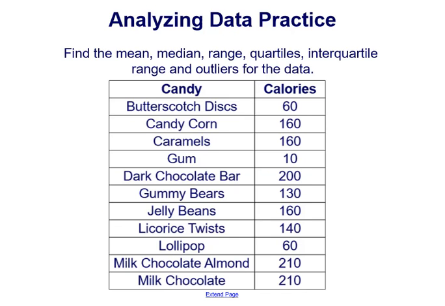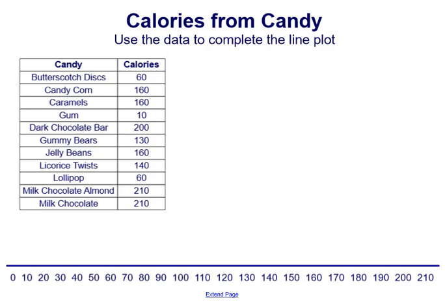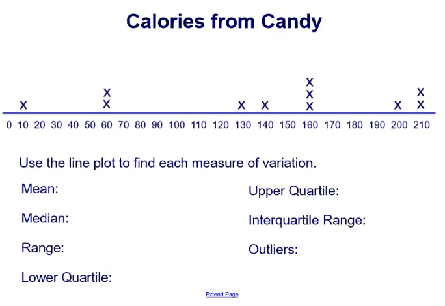Let's look at another example and do the same exact thing. Here, instead of temperatures on Halloween, though, we have the amount of calories in different candies. So first, again, we're going to make that line plot. So we've listed out all calories from 0 to 210 numbers to use, where we're then going to place an X above the number each time it appears in the data set. So we have that completed here.